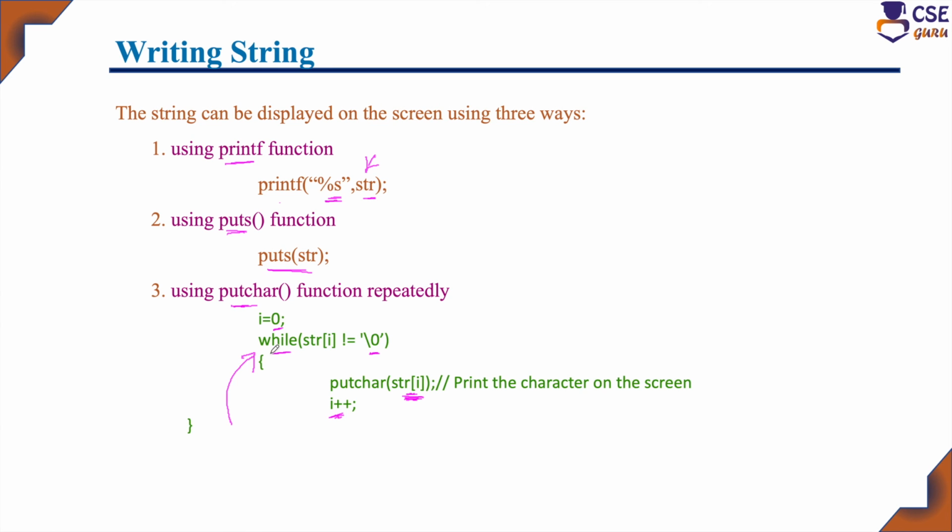So there are three methods to read the string as well as write the string. To read the string, it is scanf, gets, getchar, and to write the string, it is printf, puts, putchar. So these are all the functions we use for reading and writing the string. So this is all about the string introduction. In the next session we will review the operations of string.